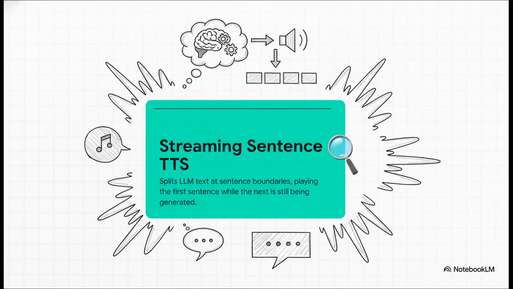So get this, while the big AI brain is still thinking and generating its full reply word by word, this new system is smart enough to find the first complete sentence, convert just that part to audio, and start playing it immediately. All of this is happening while the AI is still working on the rest of its answer. This simple change slashes the perceived wait time and makes the whole conversation feel incredibly fast and natural.